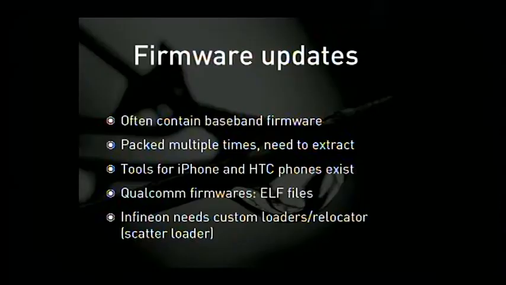So with firmware updates. Firmware updates often contain the baseband firmware as well. That's the one we're looking for, but it's packed multiple times usually. But there are tools for extracting that. And nicely enough, for Qualcomm, what you'll end up with is just basically an ELF file with a loader. You can strip the loader from that, and then you can just load that into IDA and analyze it. For Infineon, you need a custom loader relocator. This is something called a scatter loader. This took me actually a while and help from the iPhone dev team to figure out. But I think there now is even a tutorial by Ilfak on how to deal with those things, because these scatter loaders are very common in the ARM world.